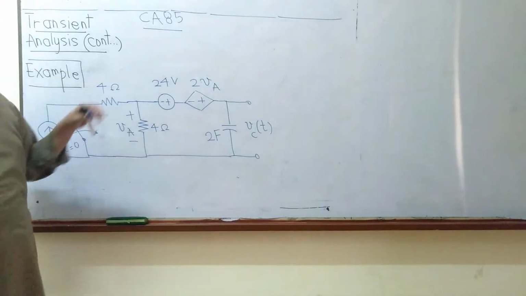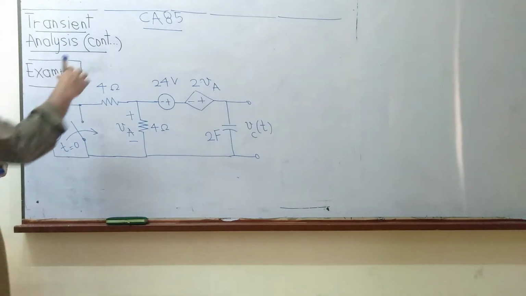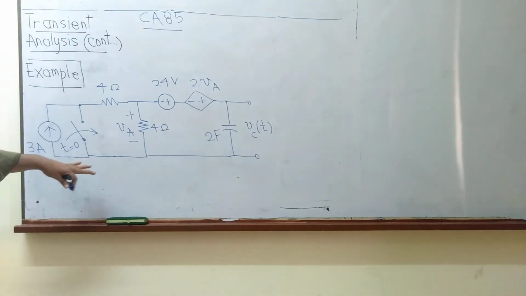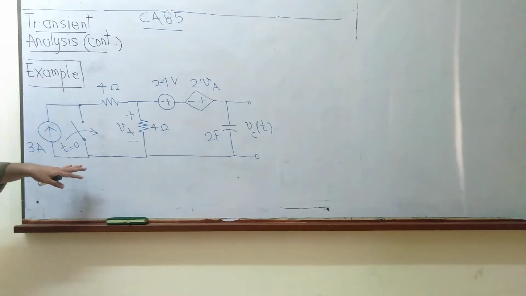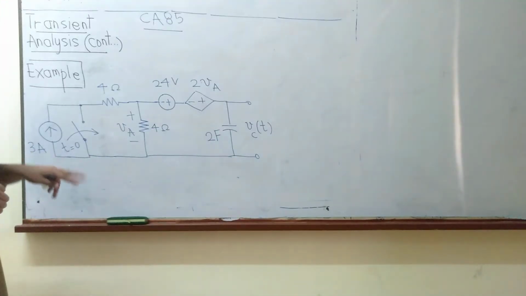Welcome to the 85th lecture. We are studying transient analysis of circuits, and in this lecture we will solve an example where we have this circuit and this switch is open and it remained open until the circuit achieved steady state, and then it was closed at time t is equal to 0, and we have to find v sub c of t for all times t.